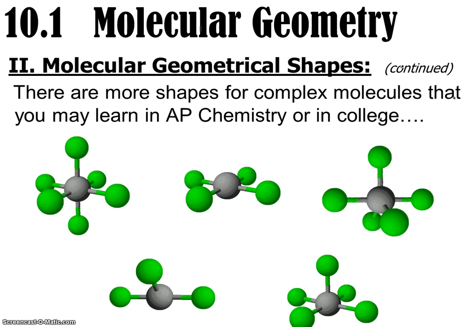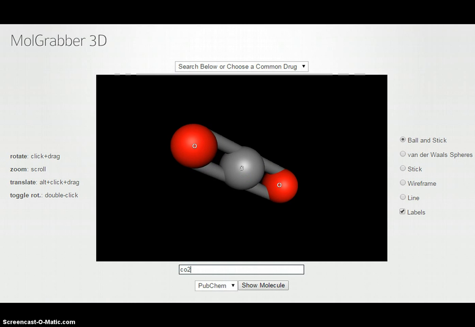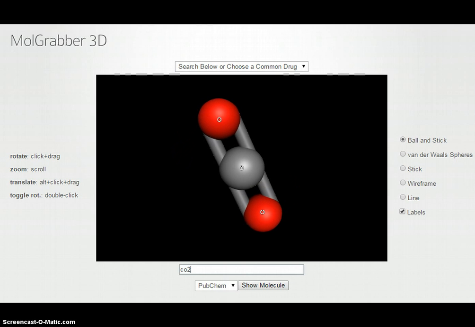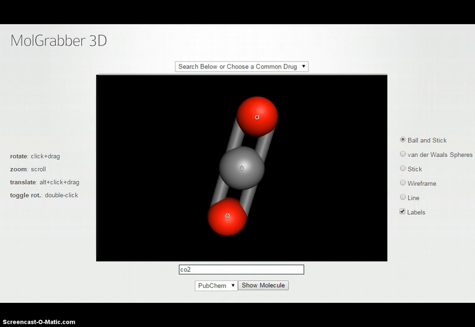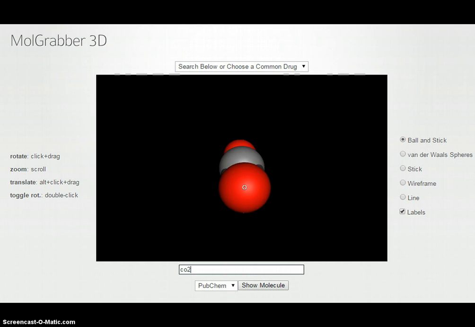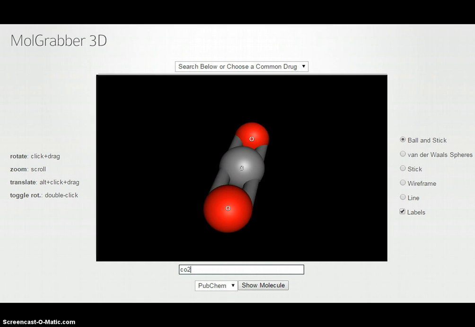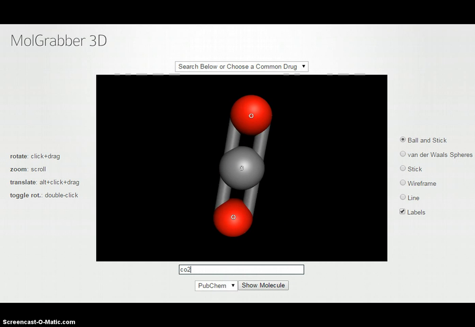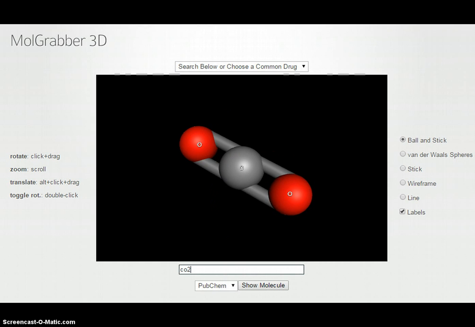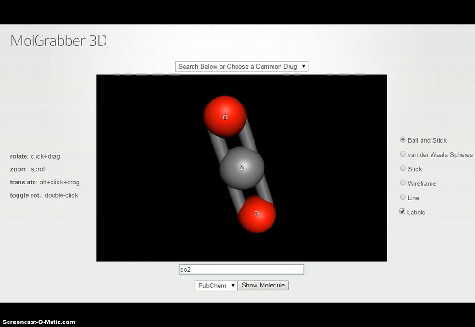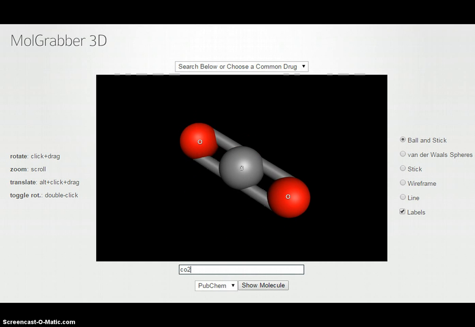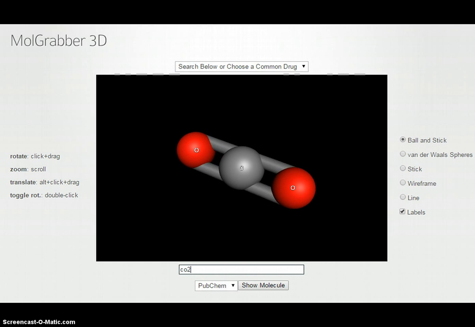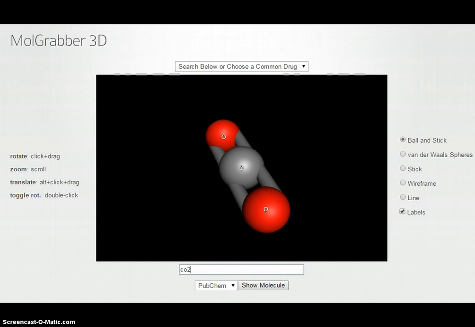Now I want to give you a chance to look at the 5 different shapes that we just talked about in 3 dimensions. Let's look at the easiest of the 5 shapes. This is an example of carbon dioxide, and we can see that there are no non-bonding pairs on the central carbon as I rotate this in 3D space. And so it really is a flat planar molecule. As we said, the oxygens are 180 degrees from each other, and we can see that when we look at the molecule being flat. So this is a very simple molecule.